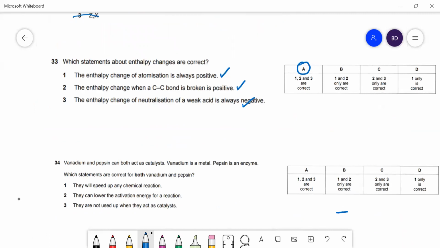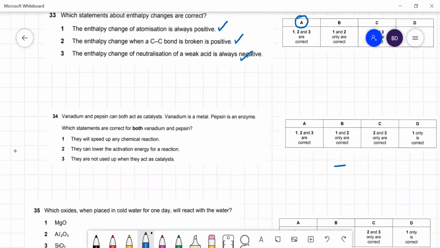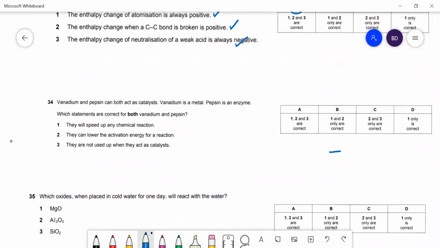34. Vanadium and pepsin both act as catalysts. Vanadium is a metal, pepsin is an enzyme. Which statements are correct for both? 1, they will speed up any chemical reaction. No, they won't, because they're usually specific to certain reactions. 2, they can lower the activation energy for a reaction. Yeah, that's how they both work as catalysts. 3, they are not used up. That's true. So 2 and 3 is right. So C is our answer there.